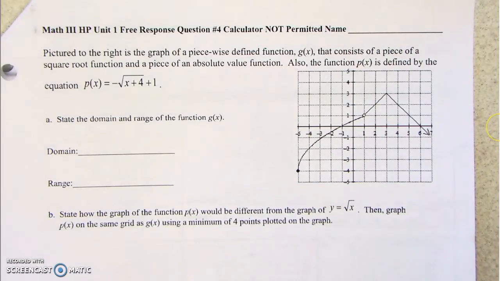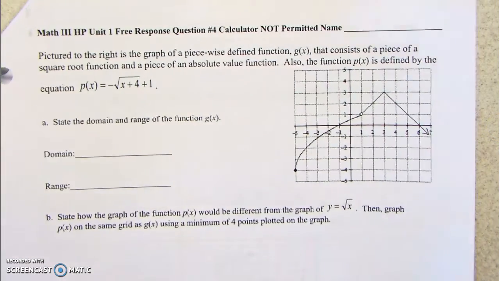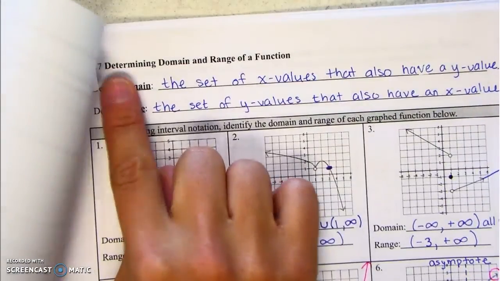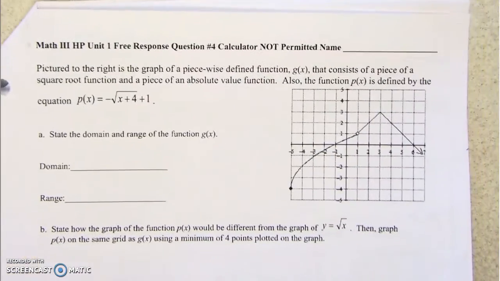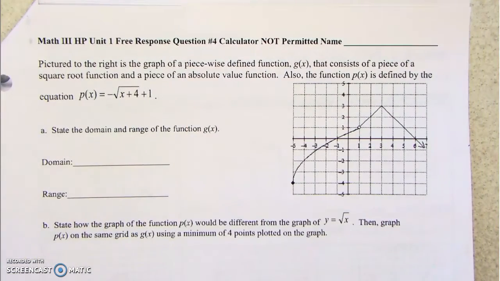Hope I'm here. All right, so we're going to do, this is on the back of the 1.7 packet, and it's our free response question number 4. Remember, I lost 2 and 3. I don't know where they are, but here we are at the 4th one.